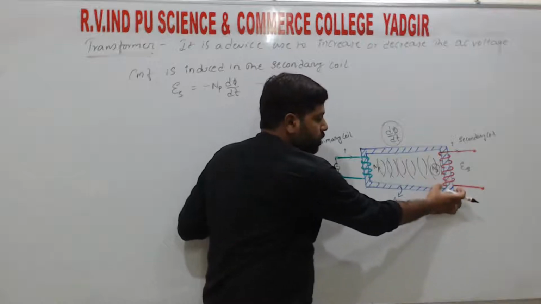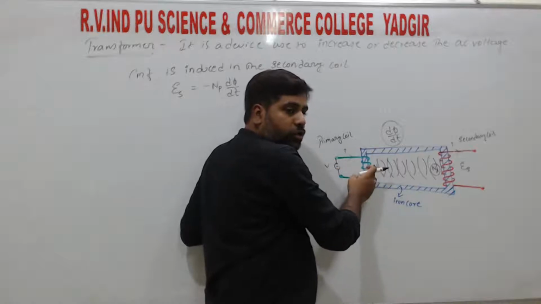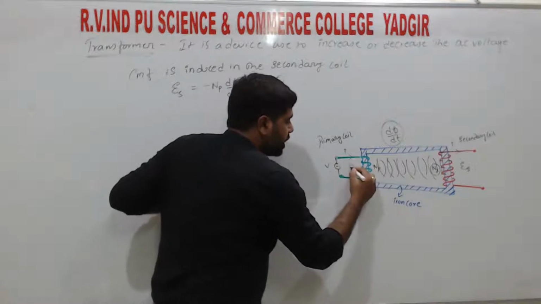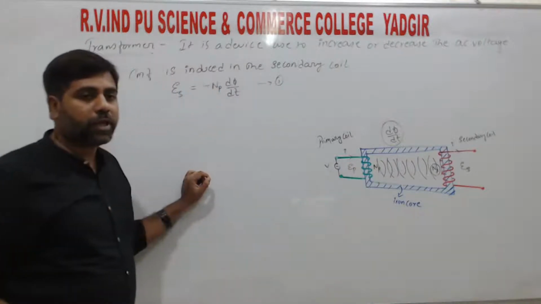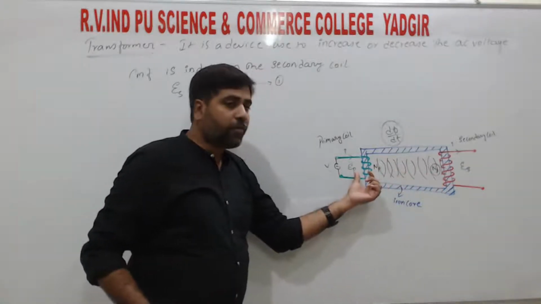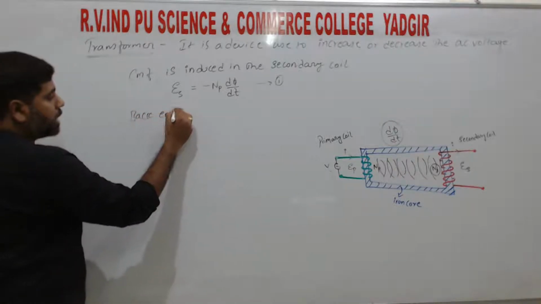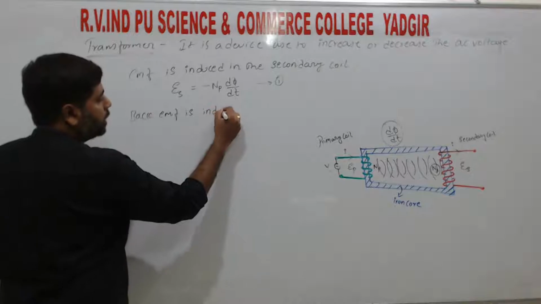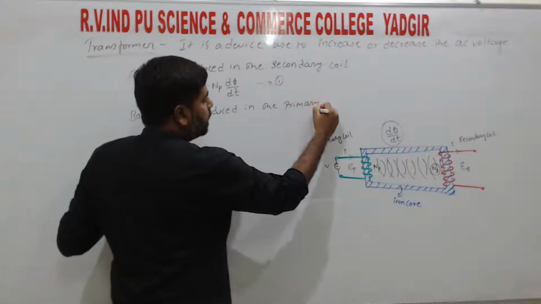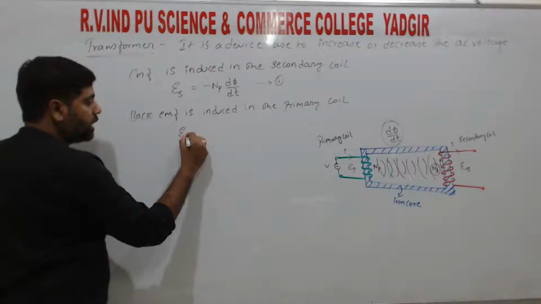So here, the flux produced links with the primary coil, and EMF is produced in this coil also, right? That we have taken as EP. So EP is the EMF produced by the secondary coil's flux. That EMF we call back EMF, right? Back EMF is induced in the primary coil, right? So that we have taken as EP, right?